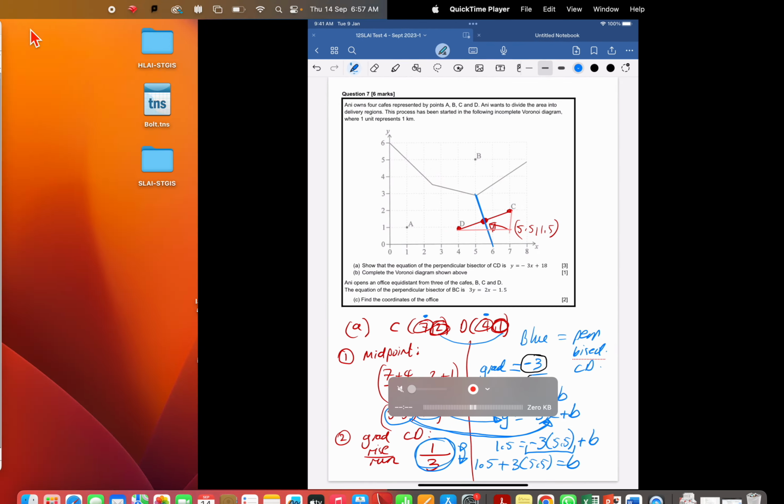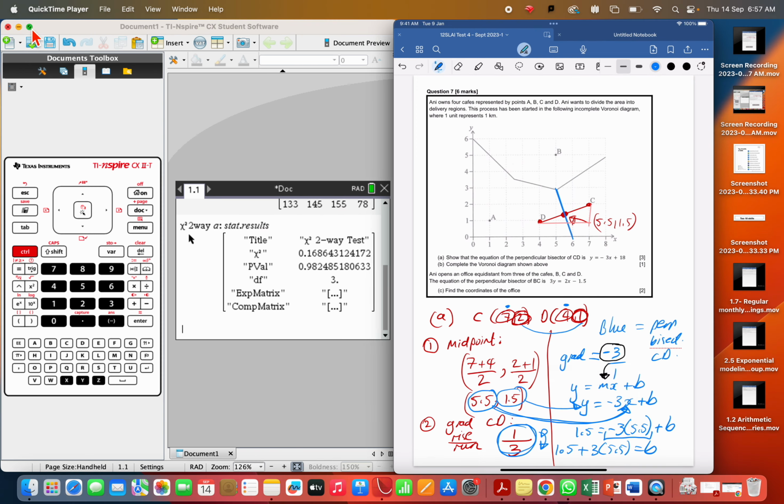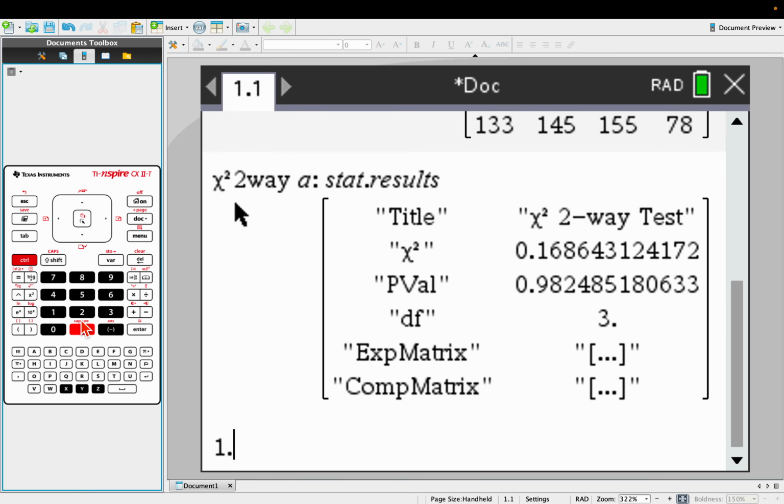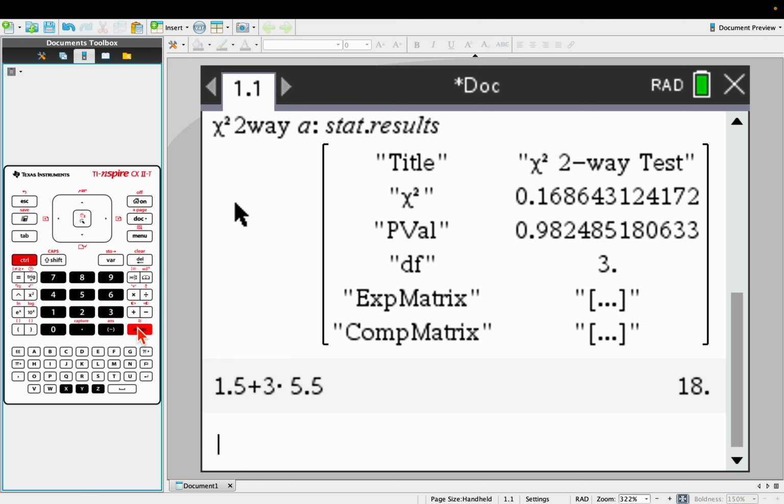Switch to my calculator just to make sure I get that correct. And that's 1.5 plus 3 times 5.5, and that gives me the 18. That's looking good. And look, here's my equation. My equation for the perpendicular bisector is y equals minus 3x plus b. But we've just found that b is 18, so therefore we have found indeed the equation, and we've got it to be the same thing as we wanted here.